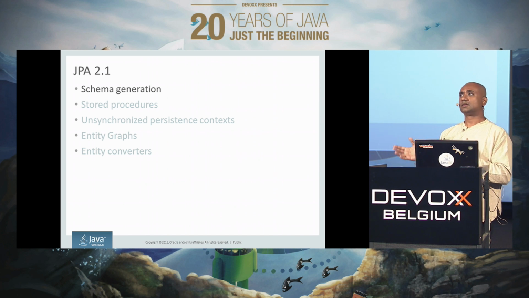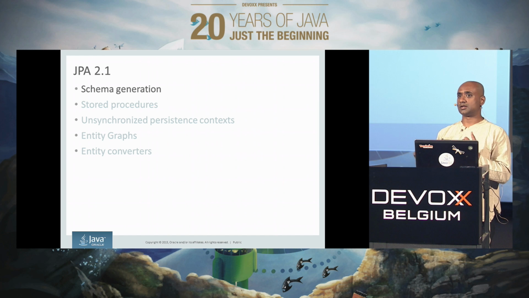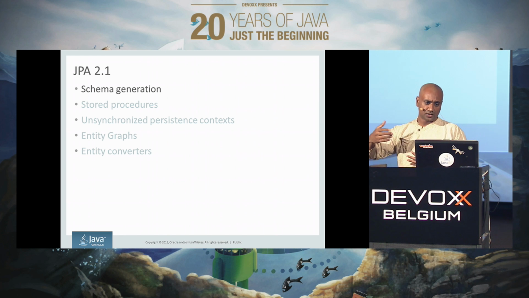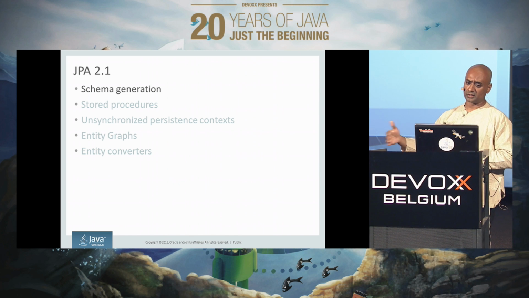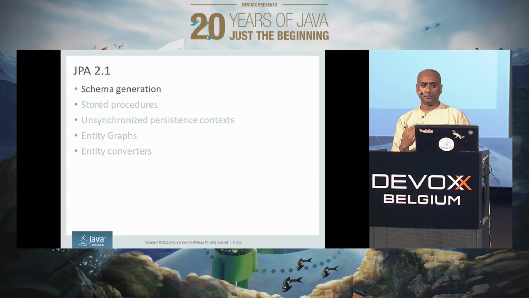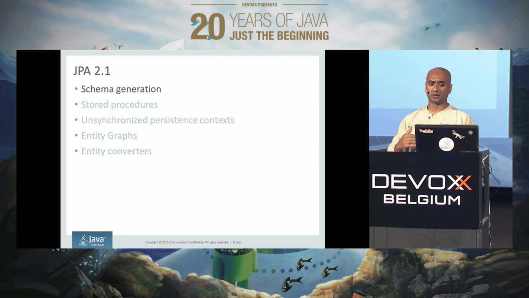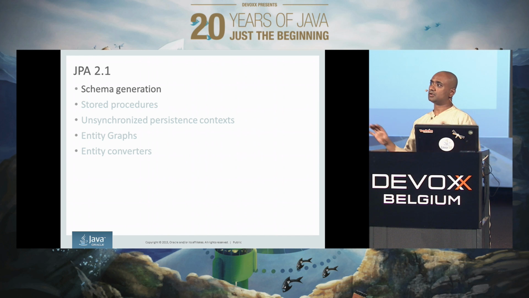Almost every single JPA provider has this feature called schema generation. What is it? Well, it's simply reading the ORM metadata in some way and generating the database schema on the fly during application deployment. It's a bit more than that, though, in JPA 2.1. If you actually take a look at the features that were standardized as part of schema generation, I think it's actually a superset of what every single provider provides.